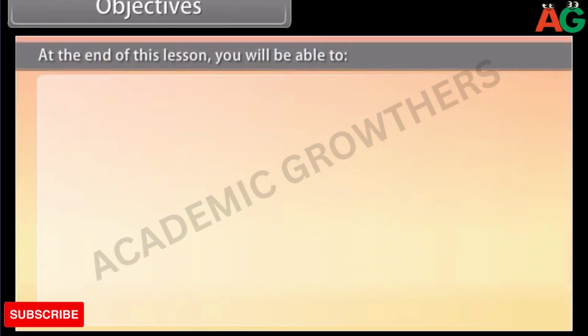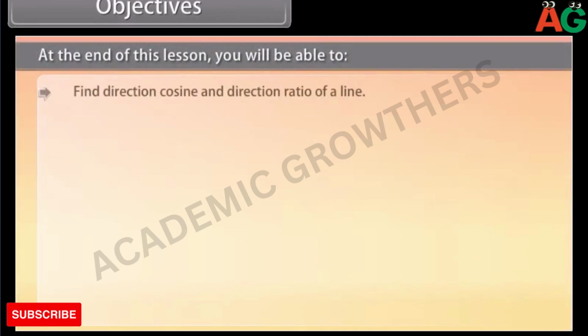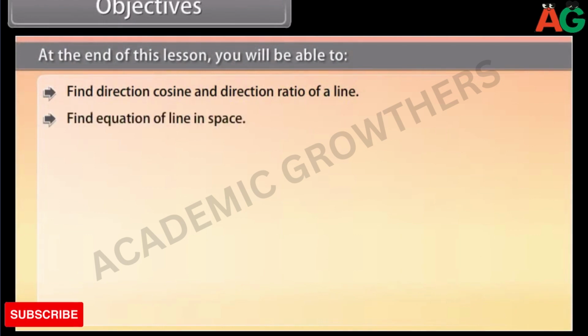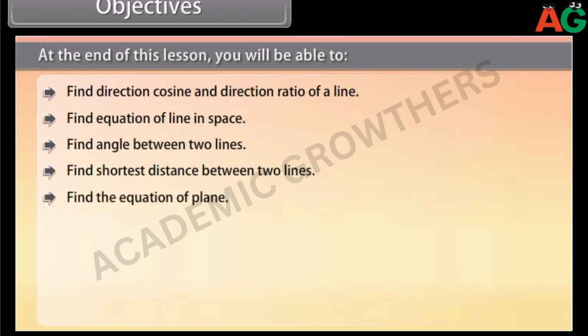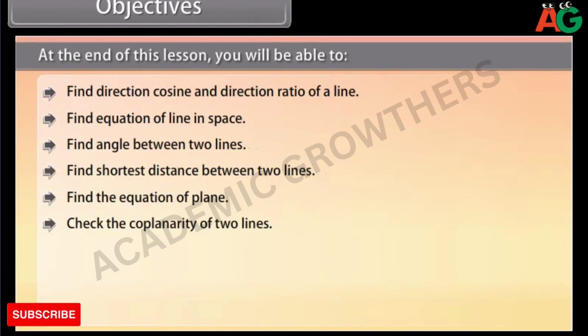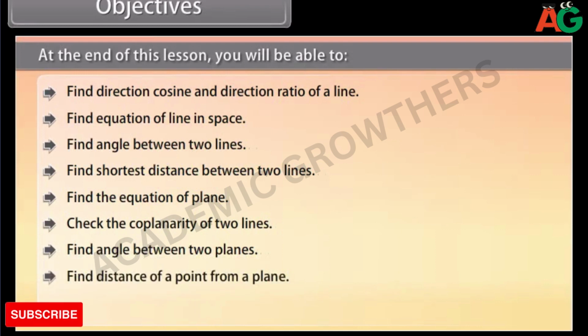Objectives. At the end of this lesson, you'll be able to find direction cosine and direction ratio of a line, find equation of line in space, find angle between two lines, find shortest distance between two lines, find the equation of a plane, check the coplanarity of two lines, find angle between two planes, find distance of a point from a plane, and find angle between a line and a plane.